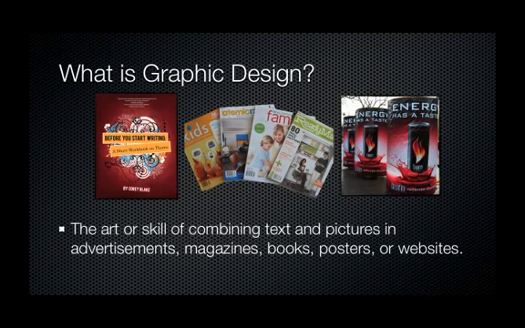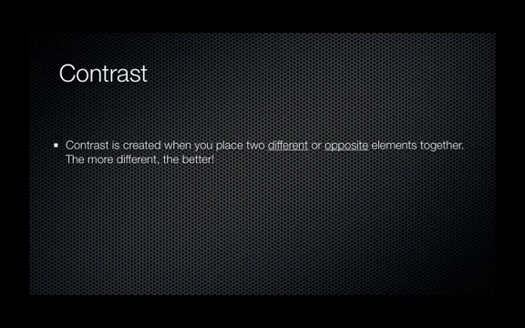Some of these words might sound familiar, maybe not. Let's get into them. The first topic is contrast. And contrast is created when you place two different or opposite elements together. The more different, the better. As we see on the screen right now, we have a dark background with white writing. It makes the writing pop out because the background is so dark. If the background was a little bit lighter, we might have a harder time to read the words.